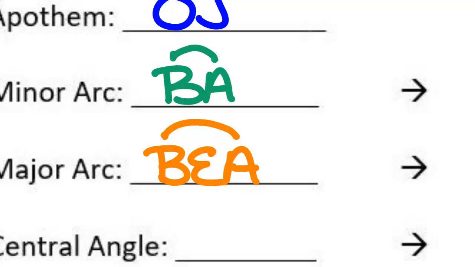I need to start with where my arc begins. I need to pick one of these other points over here so I know I'm traveling the long way around the circle. And then the last letter has to be A. How would I find the measurement of that major arc?